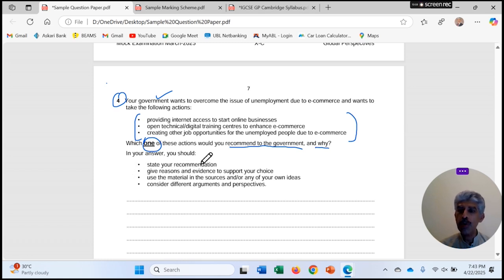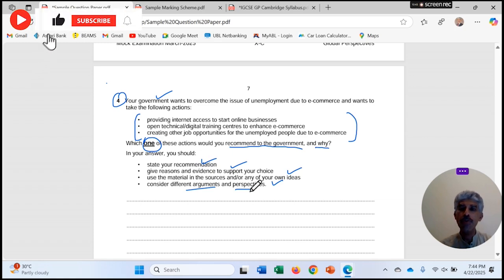In your answer, we are supposed to state that recommendation right in the first sentence, give reasons and evidence to support your choice, and use the material in the sources and or any of your own ideas. So consider different arguments and perspectives. We can talk about the positives and negatives as well. So if something is really good for the people, what are the negatives of it? We can explain those as well. When we get to question number 4 in our fourth lesson, we'll talk about this.